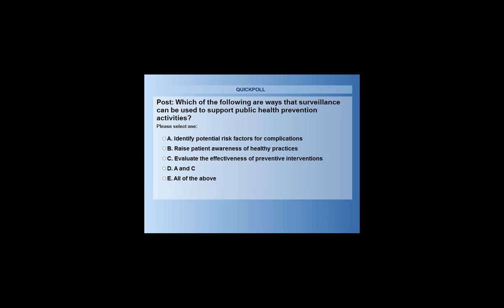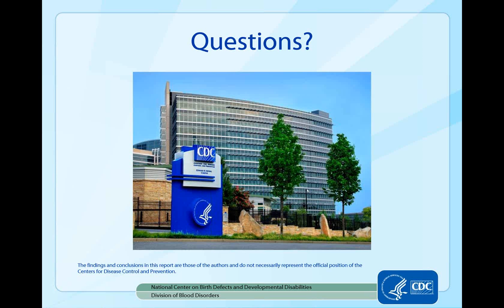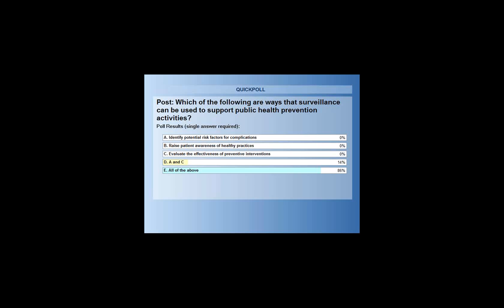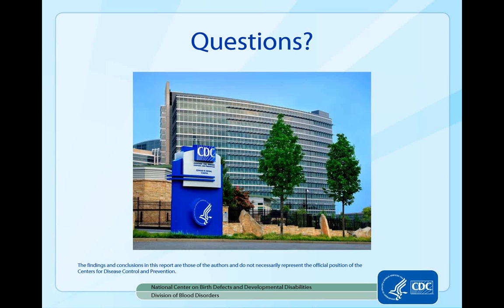Okay, perfect. And the final post-test question, which is the same as the pre-test question, is the following. Which of the following are ways that surveillance can be used to support public health prevention activities? Again, please select only one answer. Dr. Soucie? And the answer is D, A and C. As I mentioned to you, raising patient awareness in healthy practices is part of prevention research. Perfect.